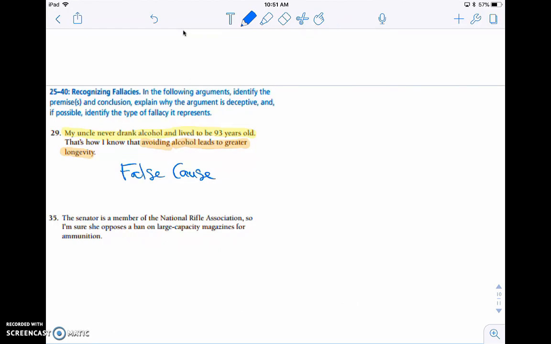Okay, the next one, we have the senator as a member of the National Rifle Association. So I'm sure she opposes a ban on large capacity magazines for ammunition. So here's our premise. The senator is a member of the National Rifle Association. And the conclusion is that this person is sure that she opposes a ban on large capacity magazines.